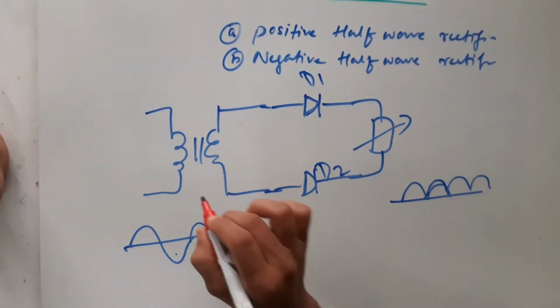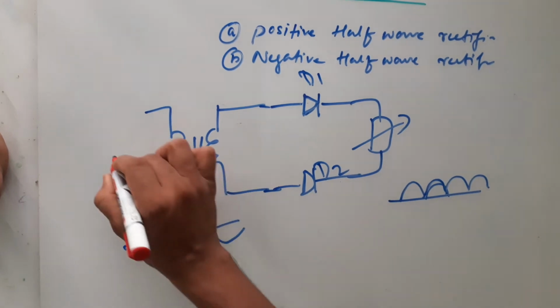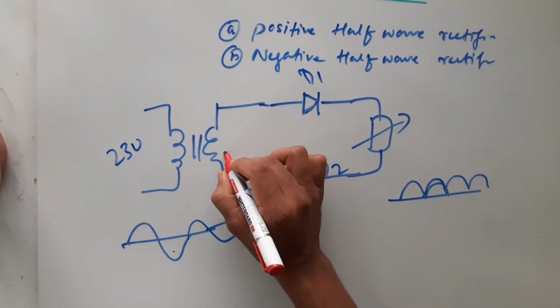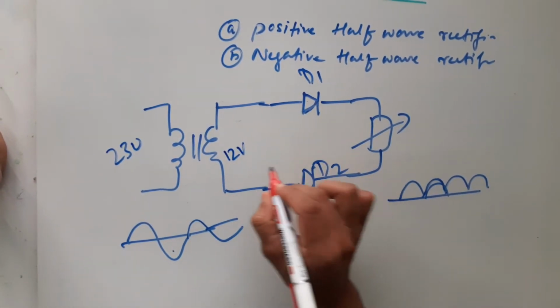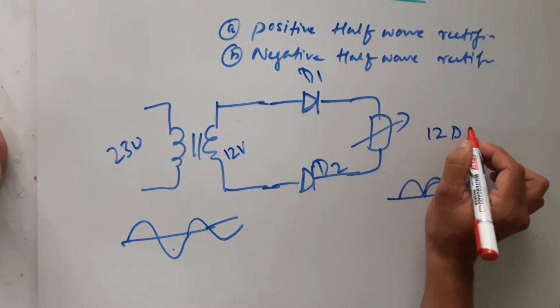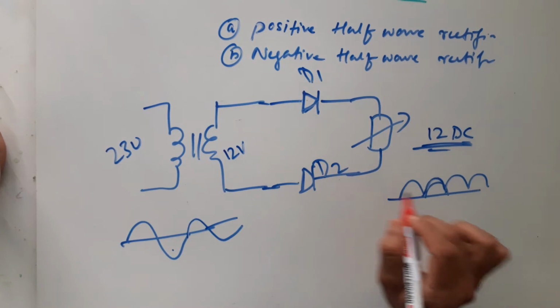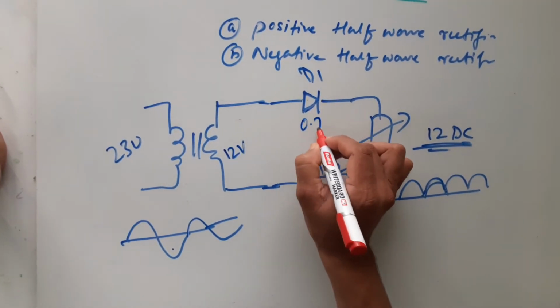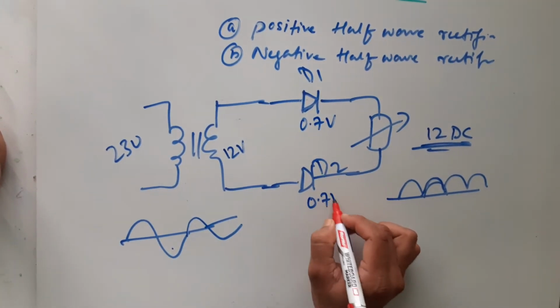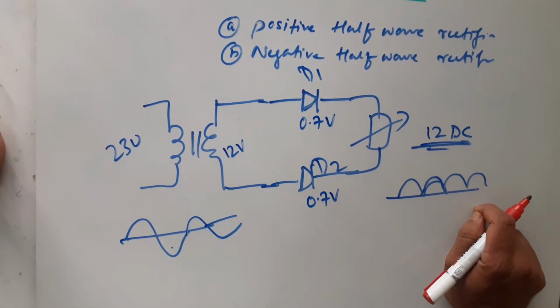Now you have already come across these voltages. When you give 230 here, you are getting 12 volt here, hence you will get 12 volt DC. What is diode drop? Diode drop is considered as 0.7 volt.